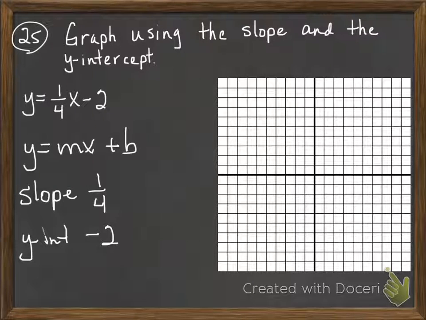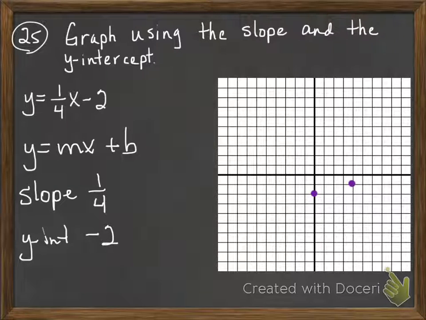So we always graph the y-intercept first. It's a negative 2, so I'm going to go down 2 units on the y-axis. And my slope is positive 1/4. Anytime your slope is positive, then your line is going to rise from left to right. Anytime your slope is negative, then your line is going to fall from left to right. So our slope is positive. So from the y-intercept, we're going to rise 1 and go to the right 4.